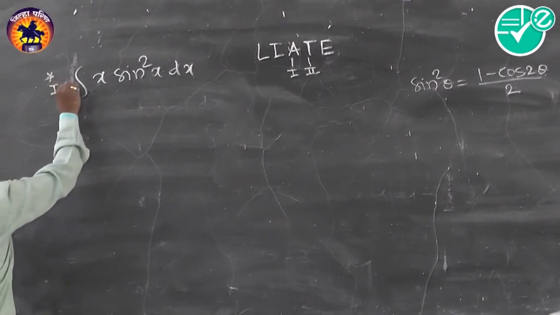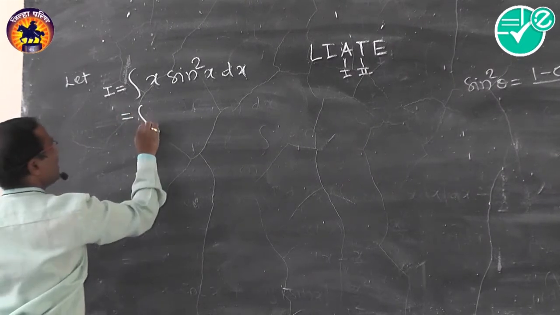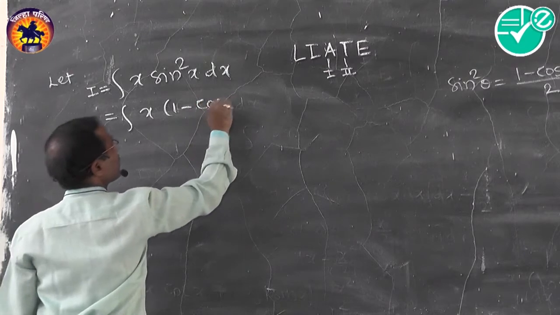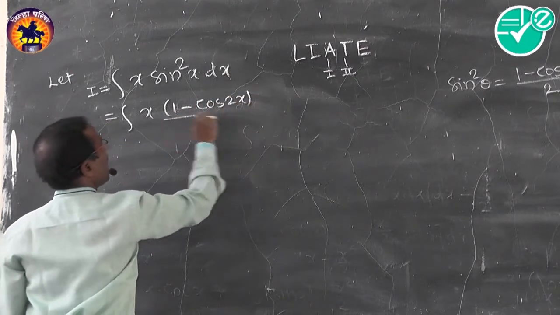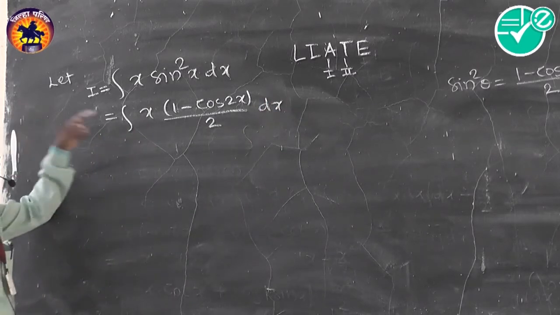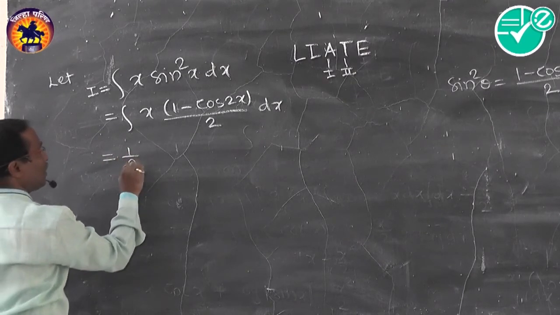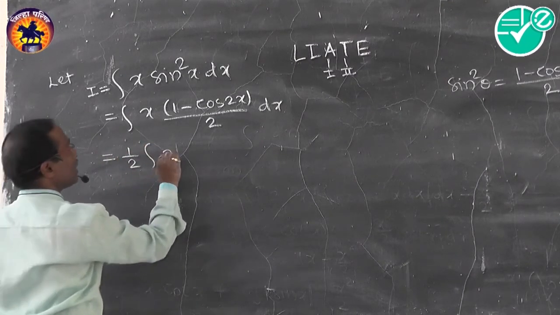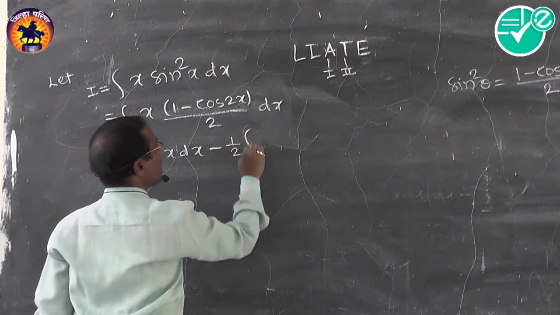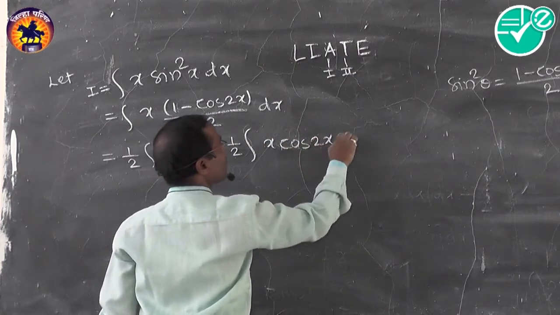Let I be equal to the given function. Now this can be written as integral of x into 1 minus cos 2x divided by 2 dx. Now multiply by x and separate the integration, we get 1 by 2 into integral of x dx minus 1 by 2 into integral of x into cos 2x dx.